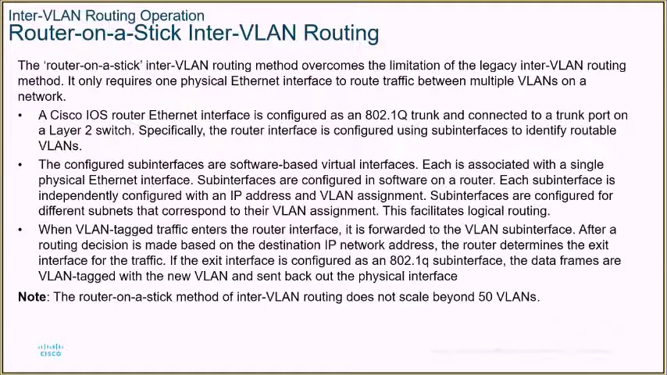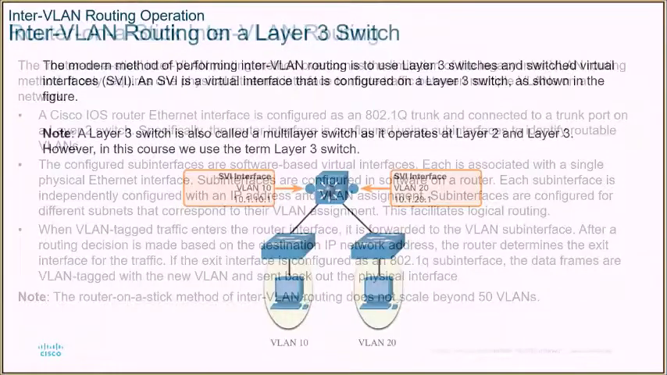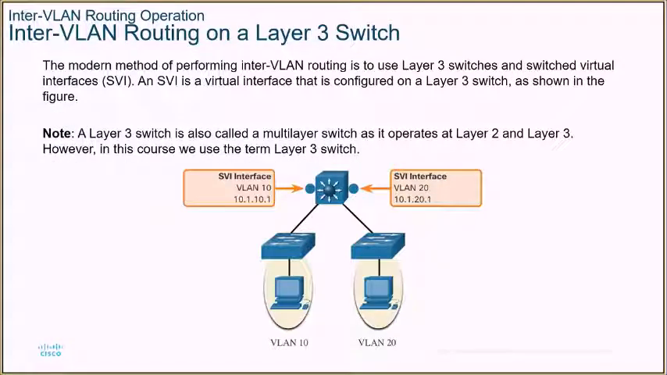When VLAN tagged traffic enters the router interface, it is forwarded to the VLAN sub-interface. After a routing decision is made based on the destination IP network address, the router determines the exit interface. If the exit interface is configured as an 802.1Q sub-interface, the data frames are VLAN tagged with a new VLAN and sent back out the physical interface. So note, the router on a stick method of inter-VLAN routing does not scale beyond 50 VLANs. Basically, the more you're sharing, the less bandwidth each VLAN gets.